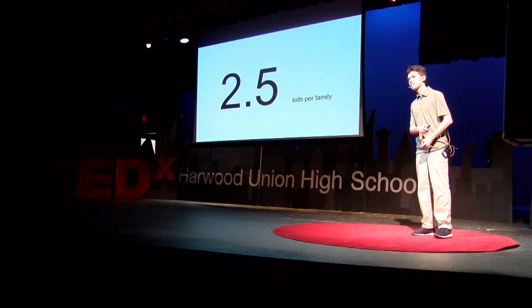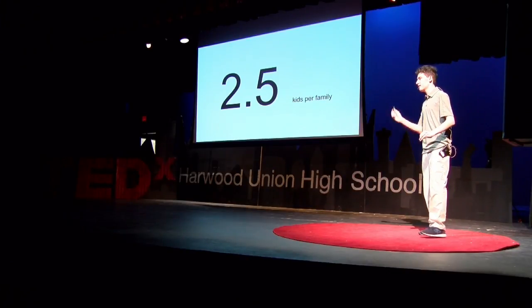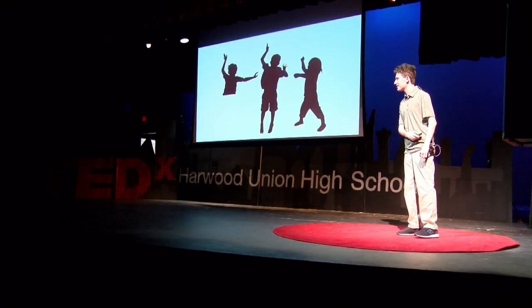So they grab the average number of kids per family in the town, and they got 2.5 kids per family. Now, some of you think that doesn't make sense, but for those who think that makes sense, this is what 2.5 kids look like.